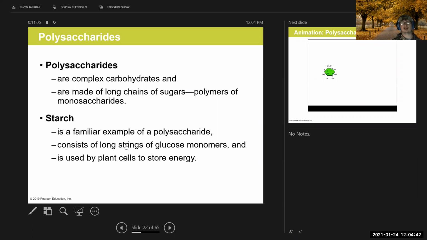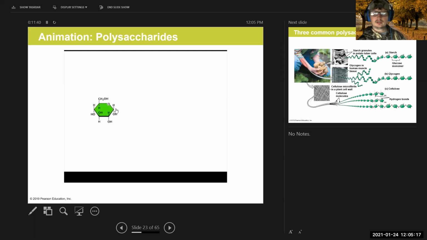Starch is found in plants, so plants make starch through the process of photosynthesis. Starch is stored in plant cells and is used as energy for cellular processes, so cellular respiration. And whenever we eat plants, we can take those starch molecules and take the glucose off of those molecules and convert it into glycogen, and then use that glucose for our own energy. So here we have another video kind of showing the formation of polysaccharides.